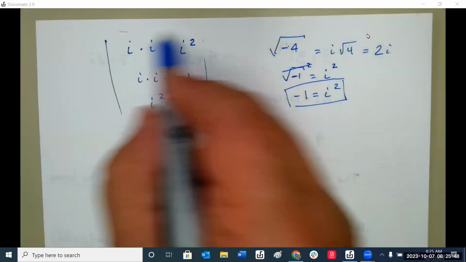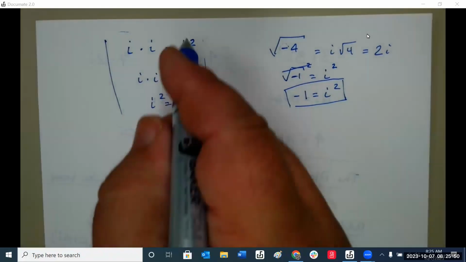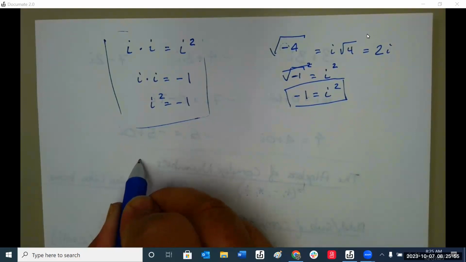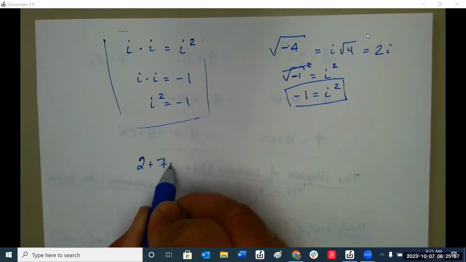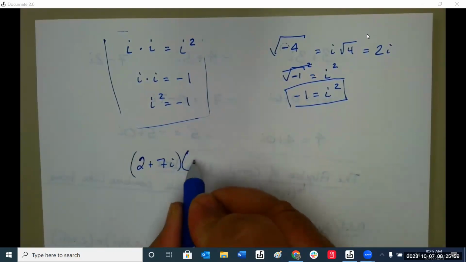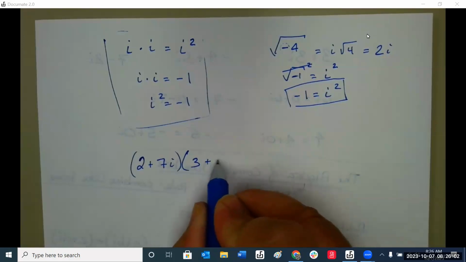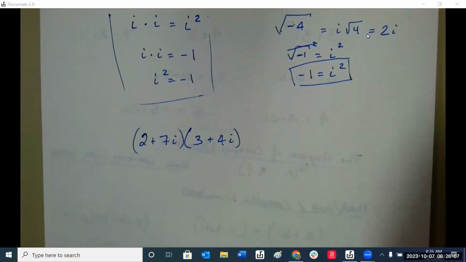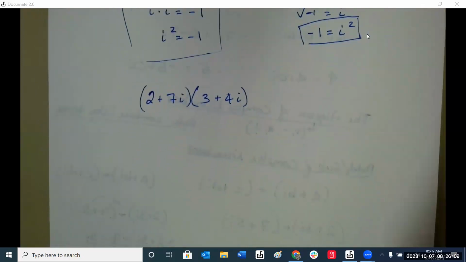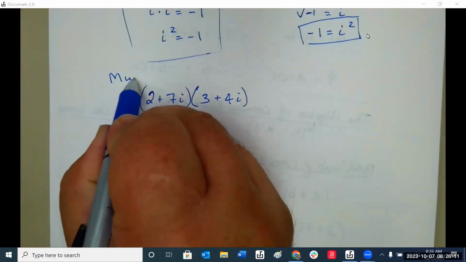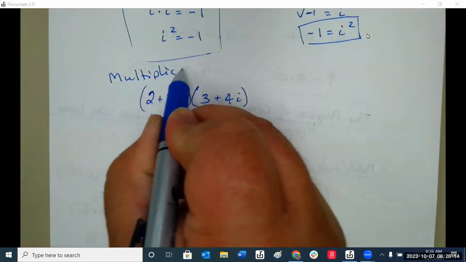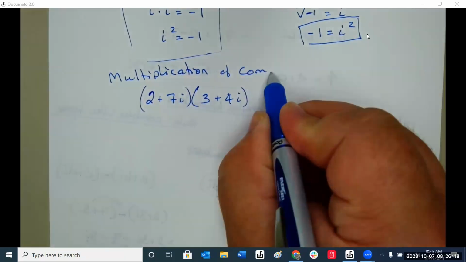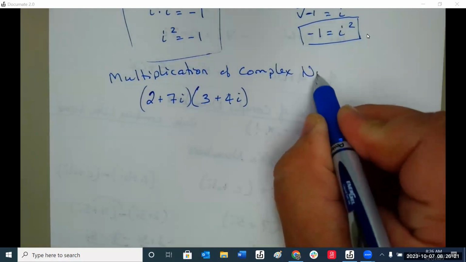This is very important because we're not limited to what exponents can be, and we'll go over that in a second. So 2 plus 7i times 3 plus 4i. This is the multiplication of complex numbers.